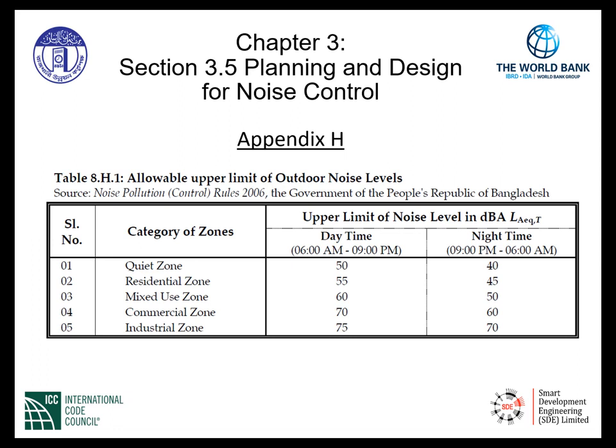with reference to Table 8.H.3. Appendix H, specifically Table 8.H.1, titled Allowable Upper Limit of Outdoor Noise Levels. In the category of zones, we have the quiet zone, the residential zone, mixed use zone, commercial zone, and industrial zone. The upper limit of noise level in dBA is indicated for daytime and nighttime. The daytime range is given from 6 a.m. to 9 p.m. The nighttime range is given in the last column from 9 o'clock p.m.